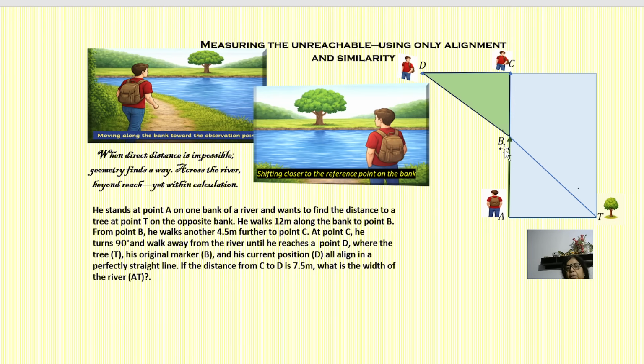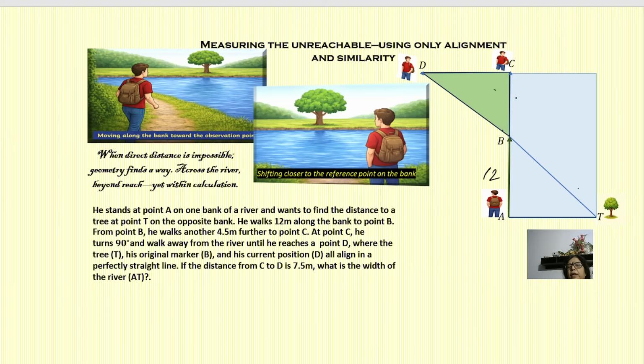completely in a straight path along the bank of the river to a point B. And this point B is at a distance of 12 meters. So he walks till the point B and reaches this point B, which is at a distance of 12 meters. At the point B, he puts a marker over there, and then he proceeds from B to C, and B to C, the distance that is given is 4.5 meters.